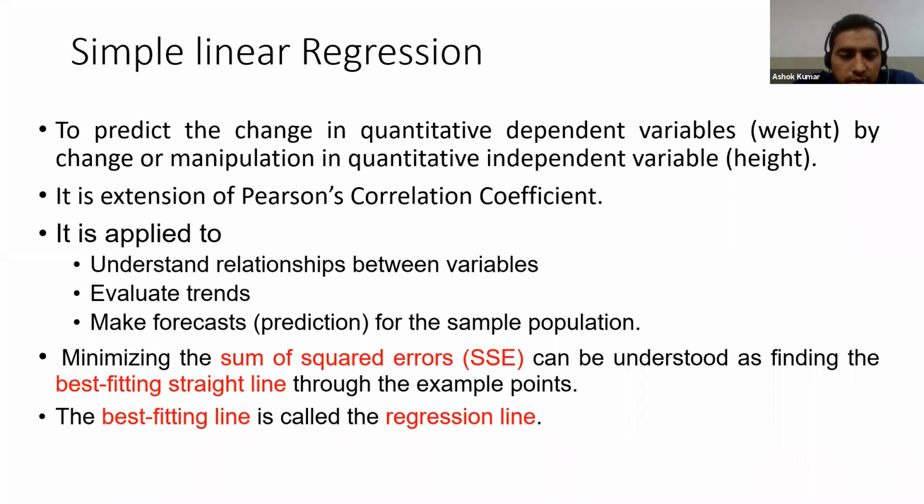due to the independent variable. And you have to remember this: minimizing the sum of squared error. In the next slide, we will discuss the sum of squared error, which can be understood as finding the best fitting straight line through the example points, through the observations. The best fitting line is called the regression line.